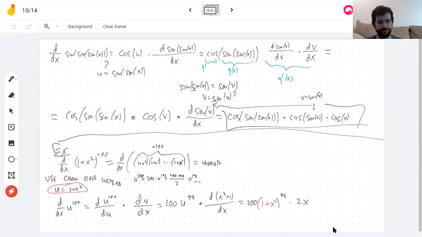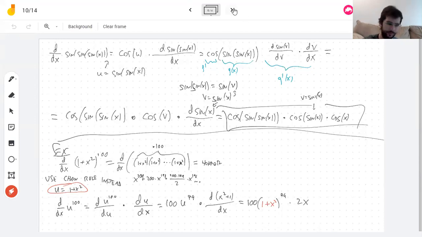So the chain rule let us circumvent a lot of misery in expanding a product of 100 things. And this would take me 30 seconds to compute. If I wasn't talking, it would take you 30 seconds, is what I mean. You don't care how much it takes me, you care how much it takes you.